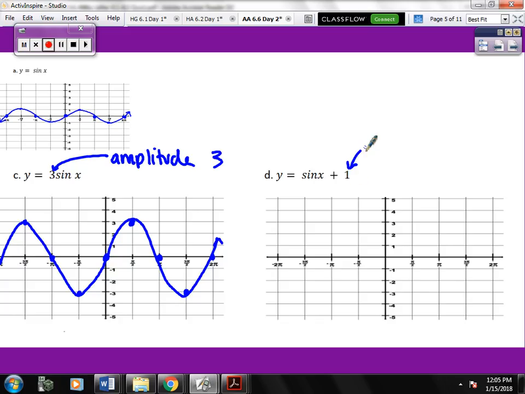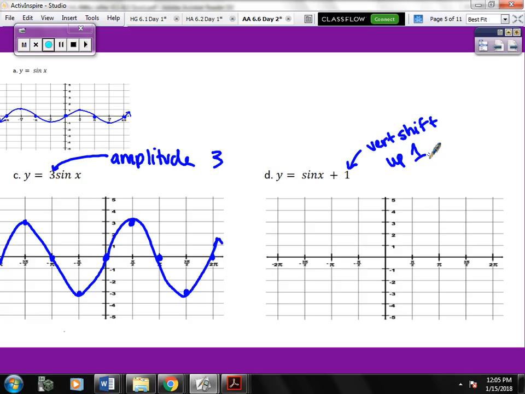D, we have a +1. Now notice, if you look back up at the top, there was a plus inside the parentheses, and then there's also a plus outside. This would be outside because there's no parentheses. So this would be a vertical shift up. You're literally taking every point from the parent function and shifting it up 1 unit.